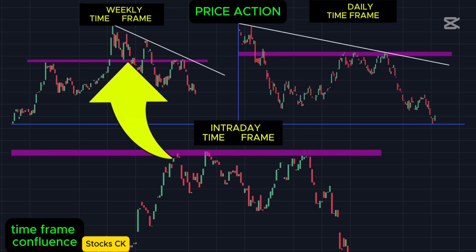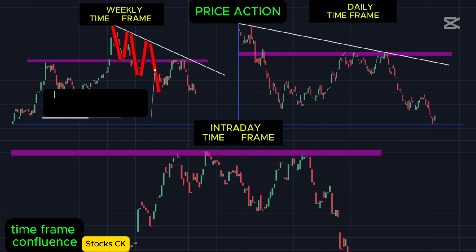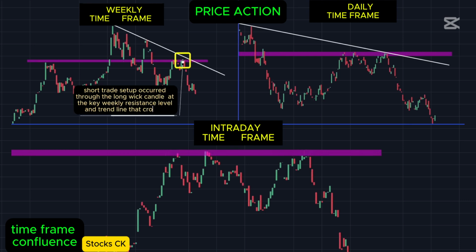Starting with the weekly, you have a clear downtrend with lower highs and lower lows, so you want to trade with the downtrend and you have a bearish bias. Here is where the short trade setup occurred, through the long wick candle at the key weekly resistance level and a trend line that crossed, giving you an area of confluence.